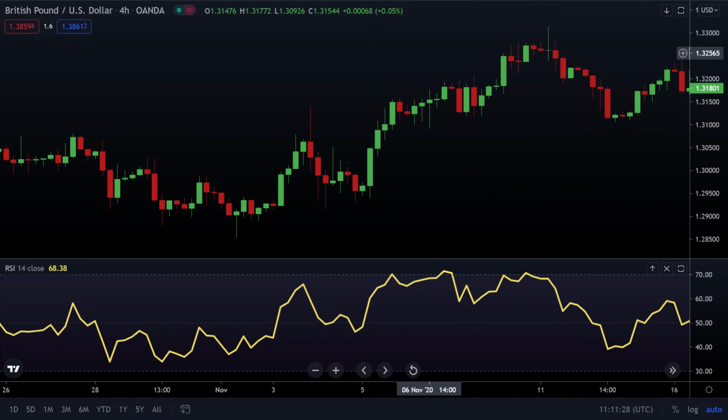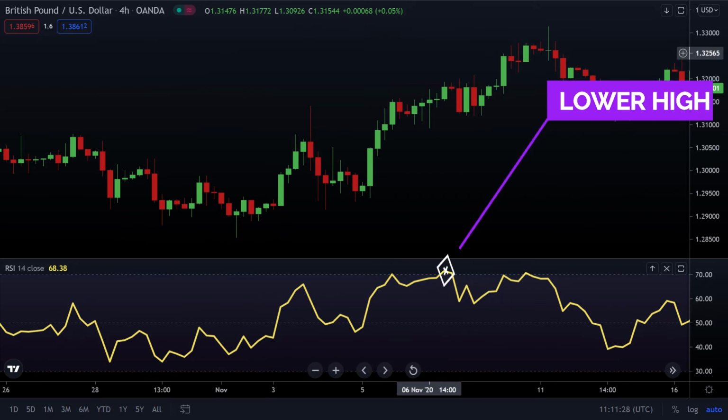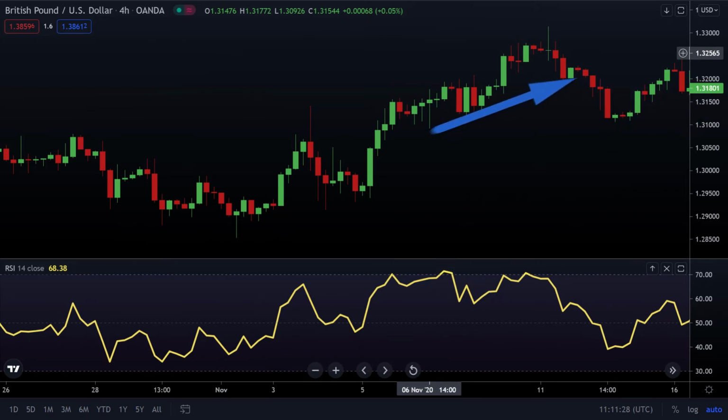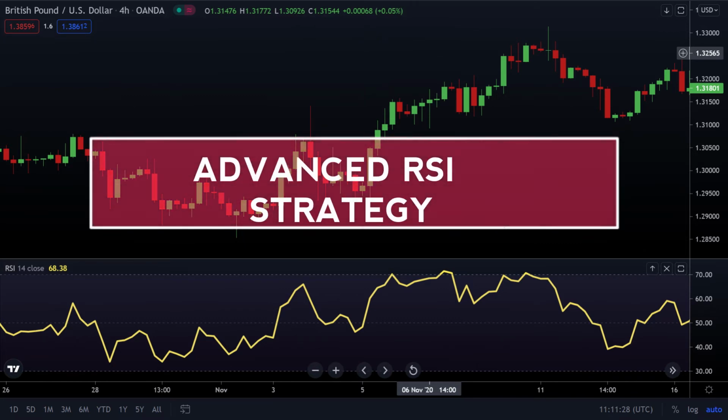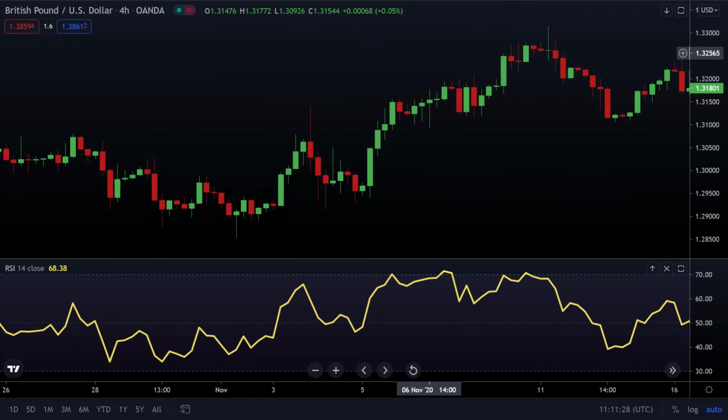When the RSI creates an overbought reading, followed by a lower high that matches the price's higher highs, this is known as a bearish divergence. Now let's come to our more advanced RSI indicator strategy.